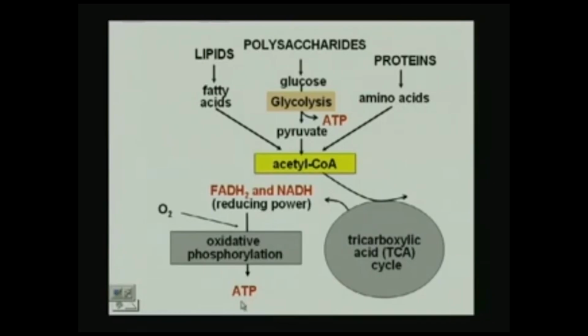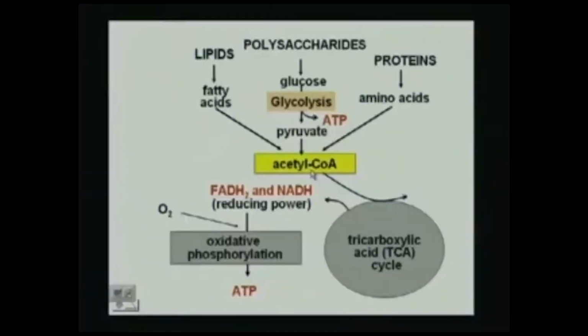Then we have this process where we have FADH2 plus NADH giving you, with oxygen, oxidative phosphorylation in the production of ATP. This is a part that we have studied in a bit of detail, and now what we're going to look at is the glucose going to pyruvate in the process called glycolysis, and in the event producing ATP also, but requiring ATP also in a number of steps, and finally acetyl-CoA that is going to be utilized in the tricarboxylic acid cycle, also known as the Krebs cycle.